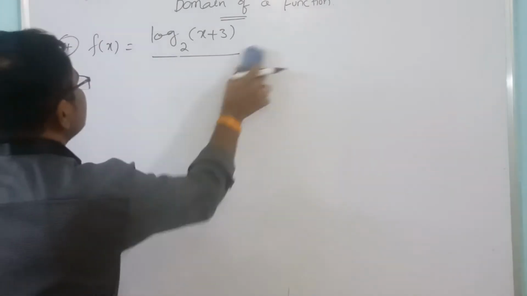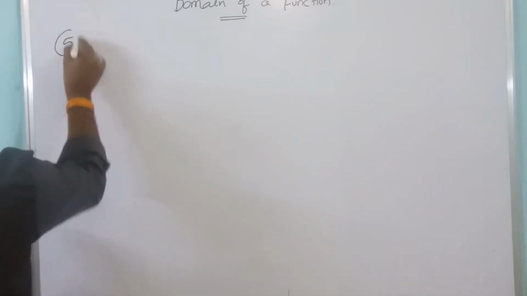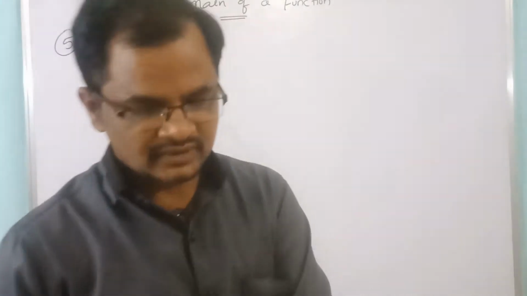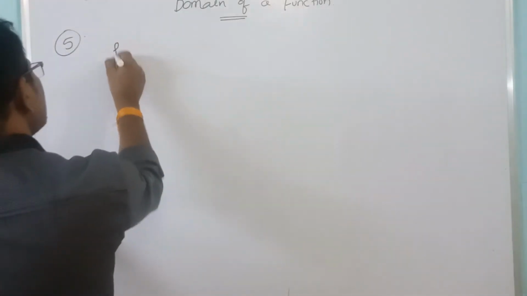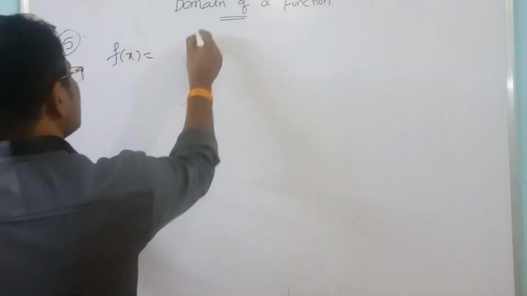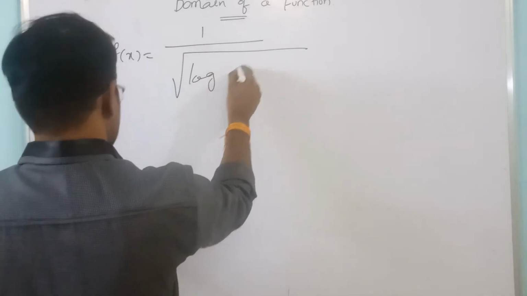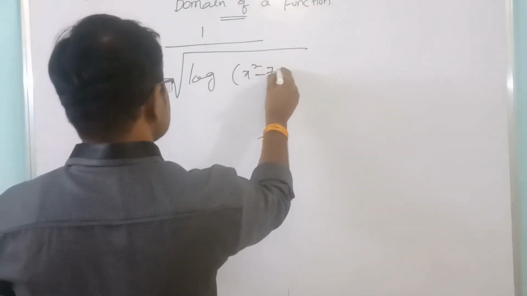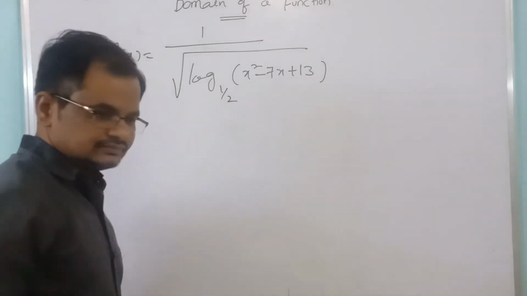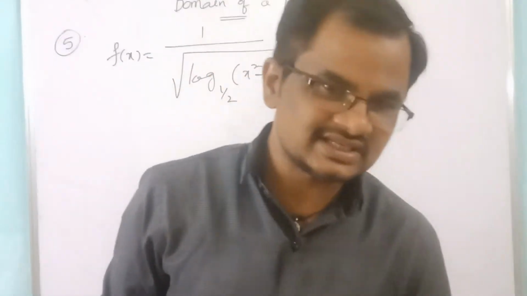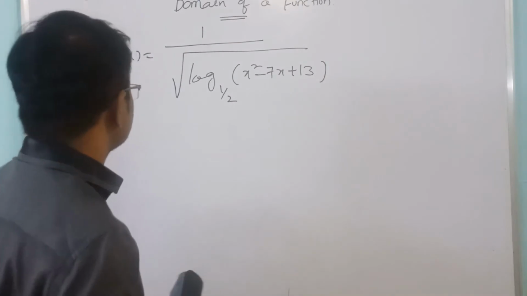And take the fifth problem. All these problems are most important in this chapter, especially finding the domain is the most important concept. So f of x equal to 1 by root of log of x square minus 7x plus 13 to the base 1 by 2. Once you see, all these functions involve logarithmic functions with different types of problems.